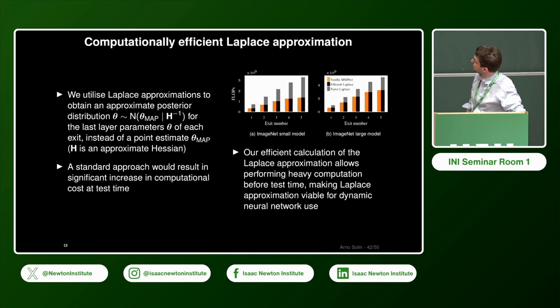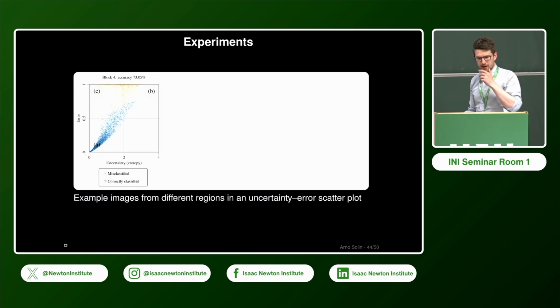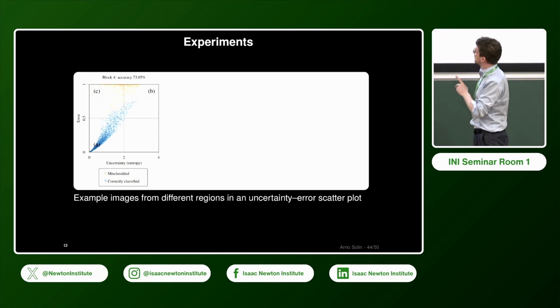There are different blocks, and we can do it either in a naive way, or in a very smart way that actually doesn't add, on the scale of 10 to the power of 9 flops. We can do the Laplace approximation here on top of this practically free of charge. And then I mentioned the model internal ensembling, so that we reuse the already calculated predictions from each layer. Okay, so I have these plots here.